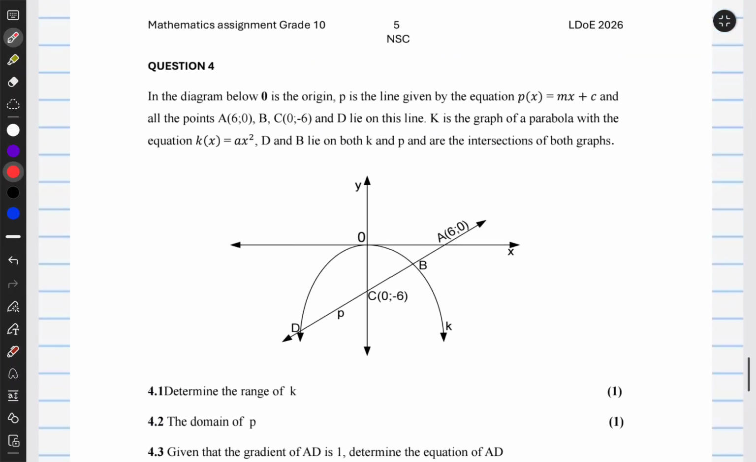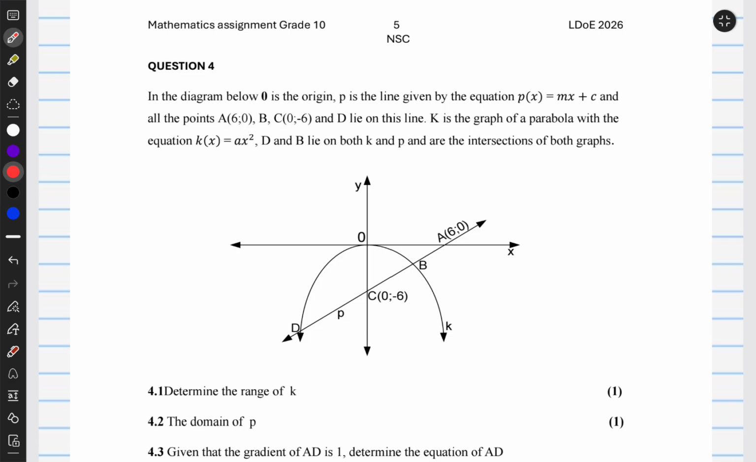So question 4, we're given a statement and the diagram below. O is the origin. P is the line given by the equation p(x) is equal to mx plus c. So we already know that P is a straight line equation, and all the points A, B, C, and D lie on this line. K is the graph of a parabola with the equation k(x) is equal to ax squared.